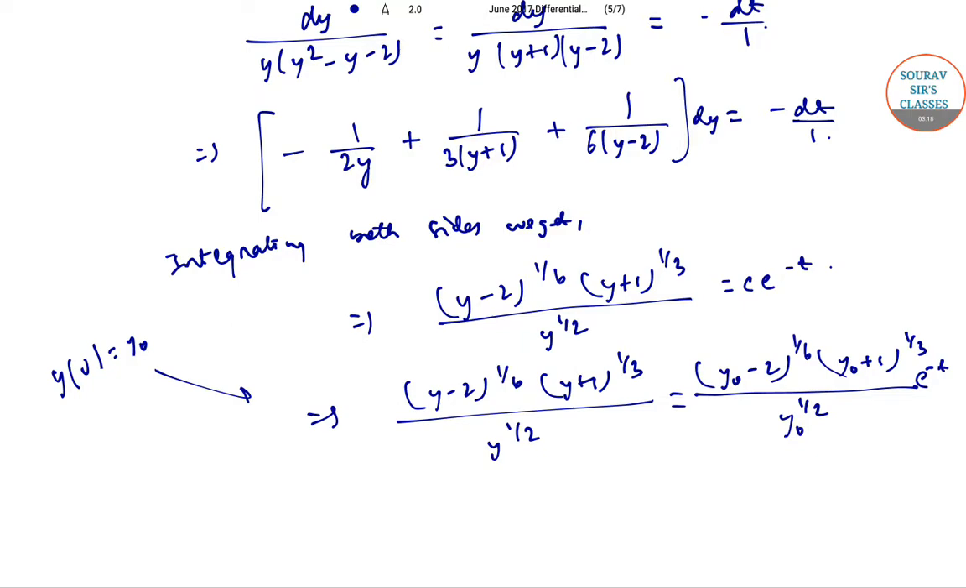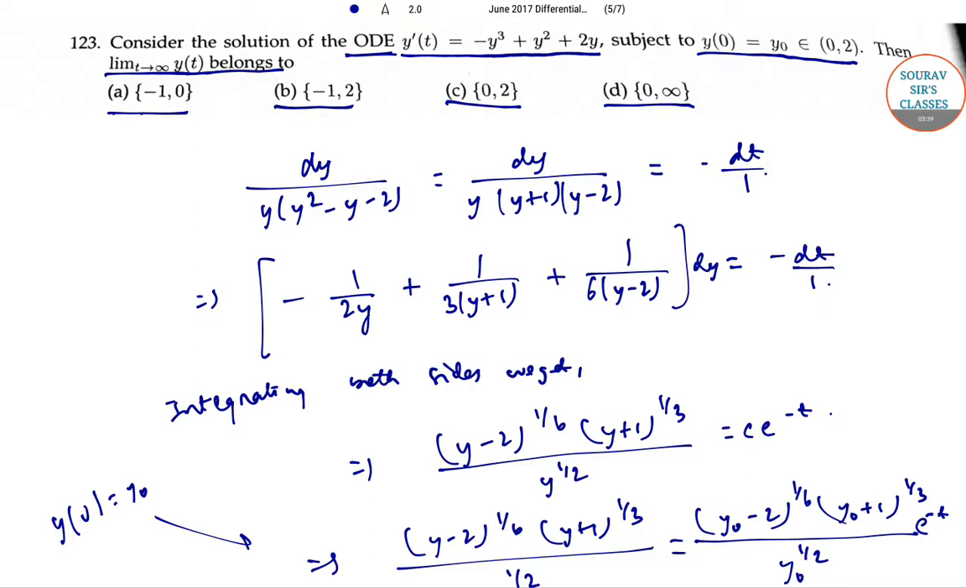Now similarly, on taking the limit, we get y = 2 or y = -1. Therefore, option B is the correct option.